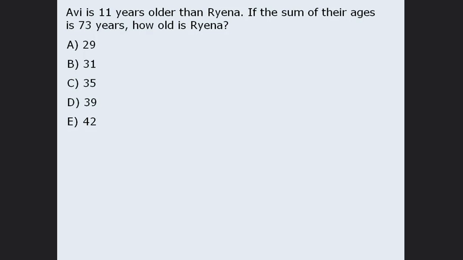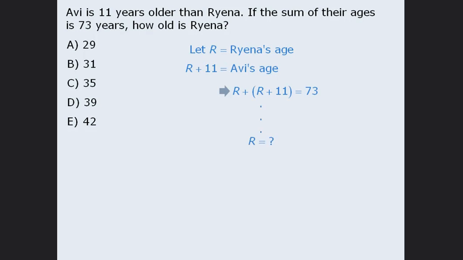For the question shown here, the approach we learned in school would have us assign a variable to one age, and then use this to assign an expression to the other age. From here, we can write the following equation, which we can solve for r. This, of course, is a valid approach. However, there will be times when the traditional approach is the slower approach.